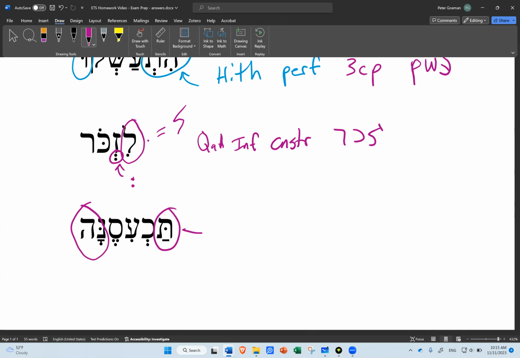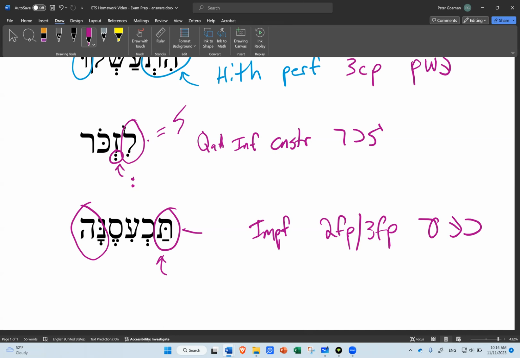And we also can tell that this is either a 2FP or a 3FP in context. And it's going to be imperfect because of the prefix. So we know it's imperfect, 2FP, 3FP, and we also have our letters. Might as well throw those in there too. So imperfect, 2FP, 3FP, kaas, and what do we got here?